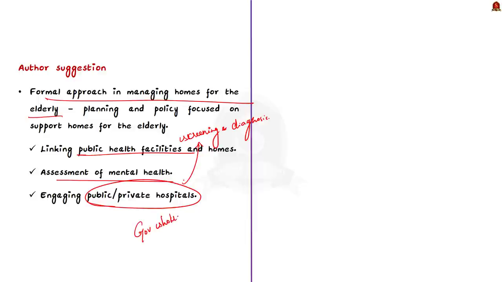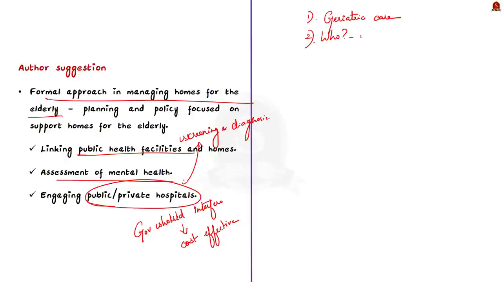And overall, this mandates proper planning and policy by the government that is focused on the support for the homes for the elderly. And that's it for the article discussion. We'll have a quick recap. What all did we see? We saw geriatric care, which is elderly care or care of elders. And elderly people are persons aged 60 and above.